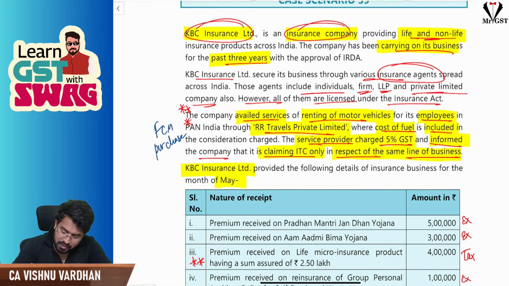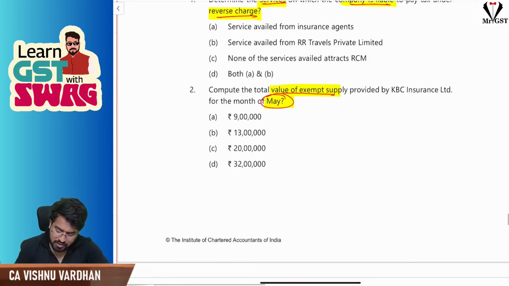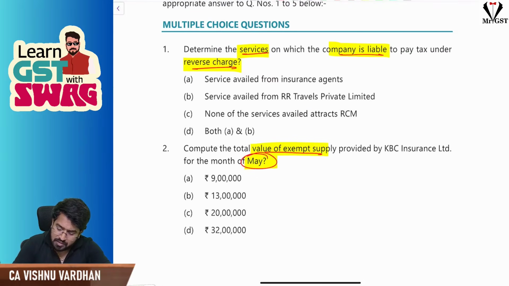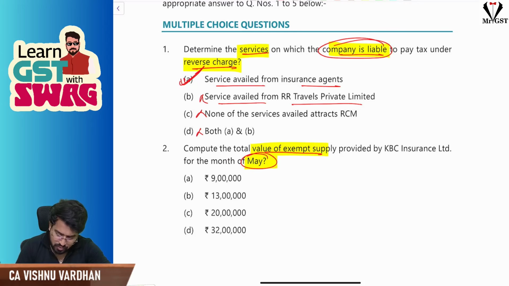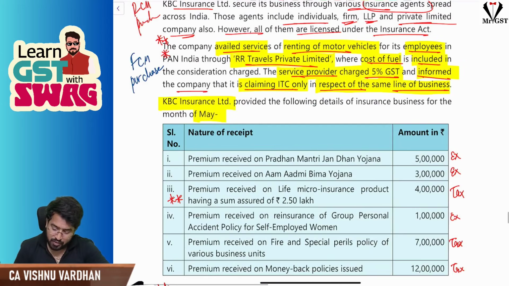And for insurance agent services you will see RCM purchases, because for insurance agent it is RCM. So if you see the first question here, which services is the company liable to pay GST under RCM? Services availed from insurance agents, yes, but from RR Travels, no. So none of the other services. So option A will be the correct answer. Okay, next, coming to the next one.